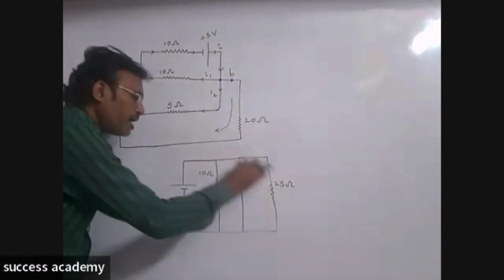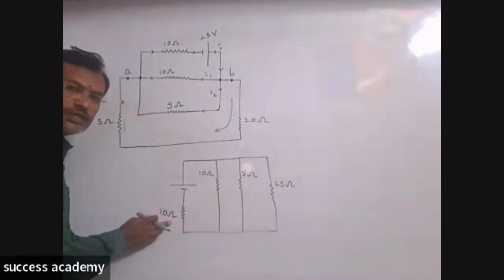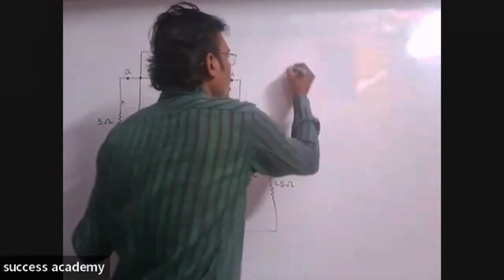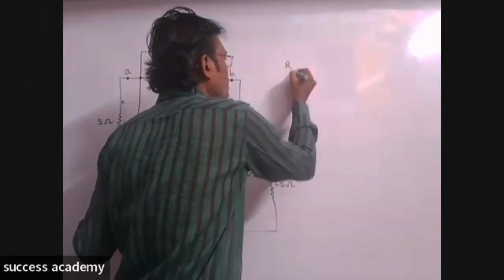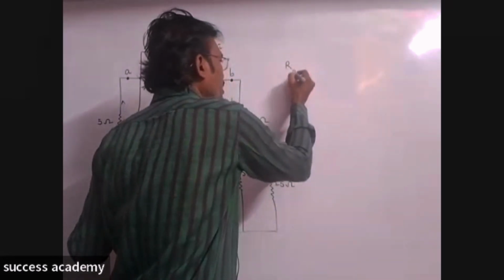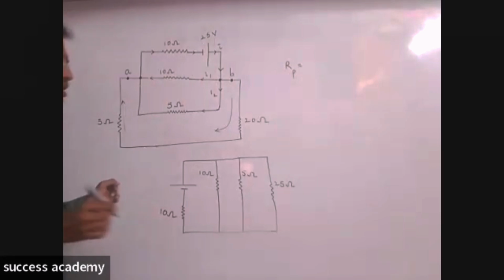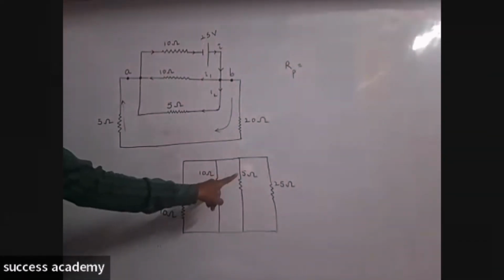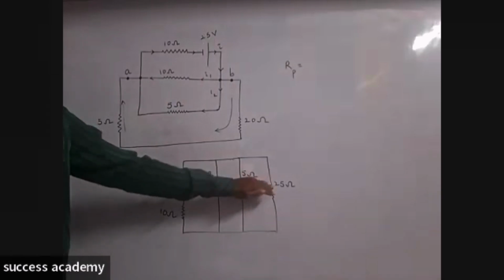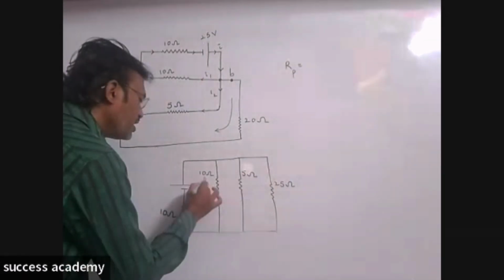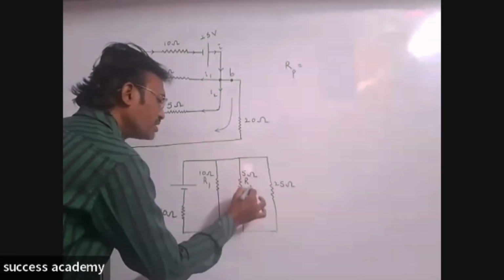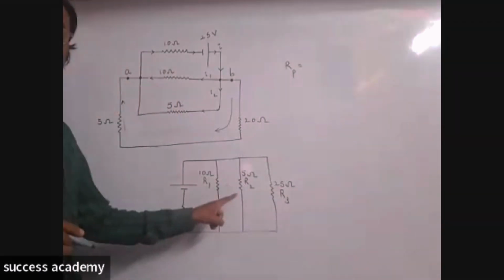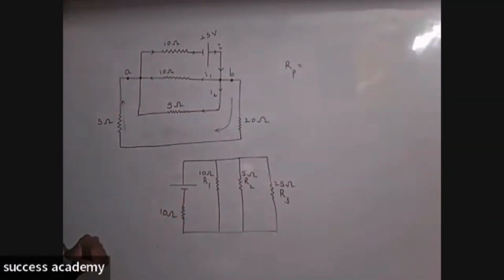This entire part is in series to the 10 ohm. So at first I am taking Rp as equal to these three resistors, 10 ohm, 5 ohm and 25 ohm. All these three are in parallel. So this I am taking as R1, this as R2, and this as R3. R1, R2, R3, all these three are parallel.